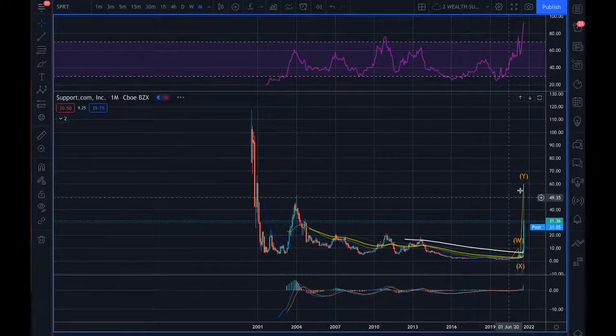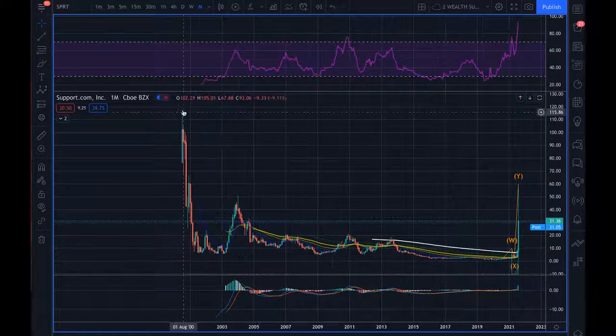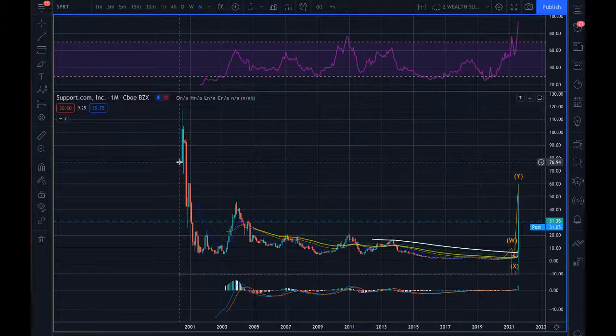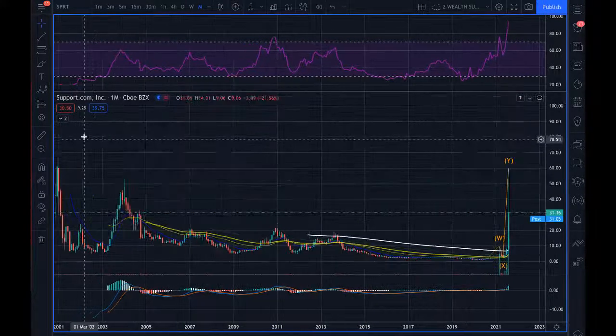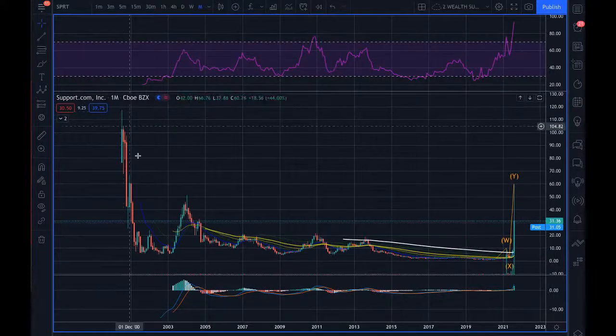This one went berserk. However, if you go back all the way, it started off going from $76 to $117 before coming down hard back in the early 2000s. So that crashed along with the .com. Well, it's support.com. So that was part of the .com crash that I mentioned.